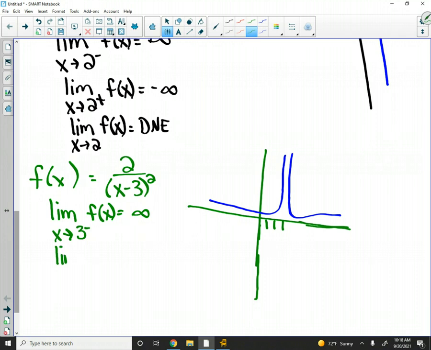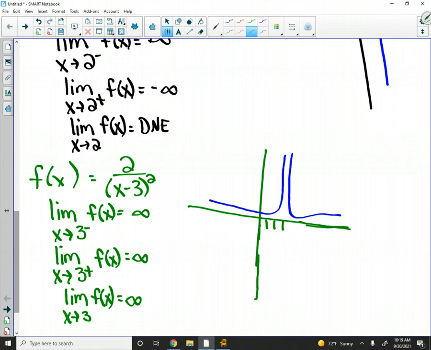The limit as x approaches 3 from the right. Infinity. Okay, the limit as x approaches 3. Now, they both match, so the most accurate answer to put is infinity. Okay, let me show you another one.